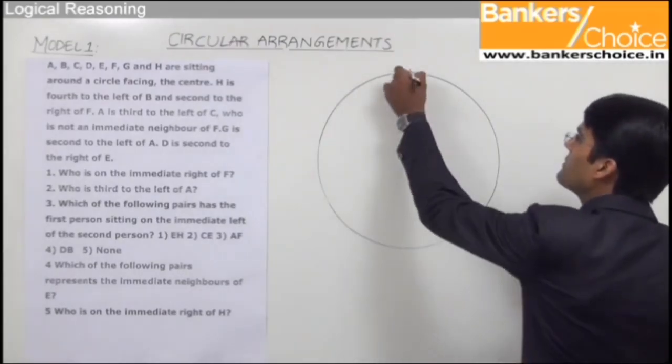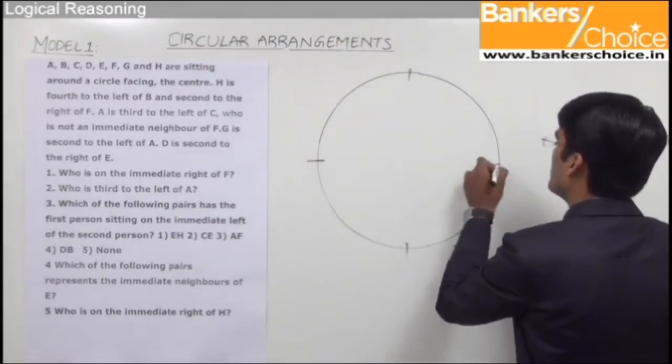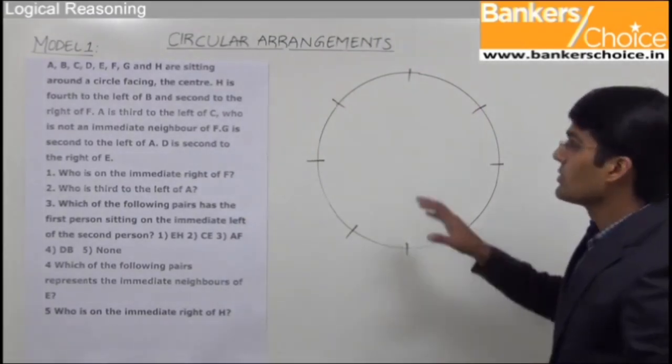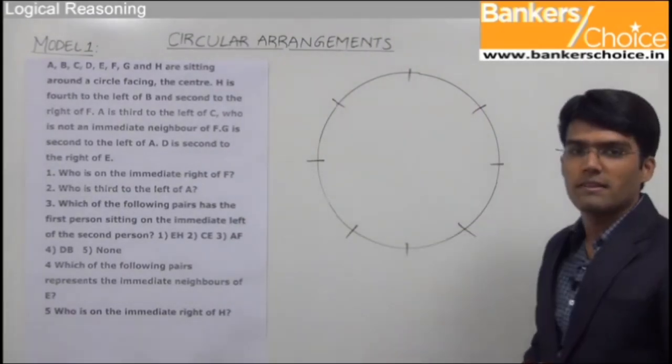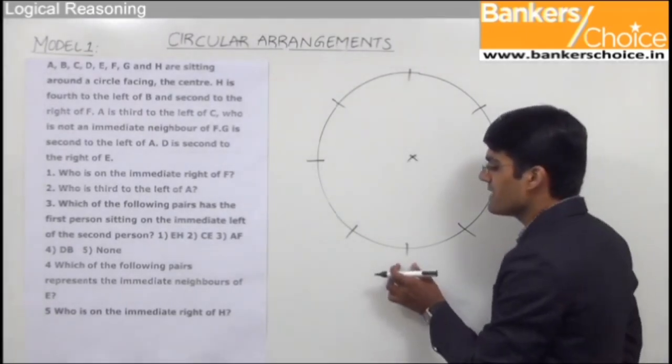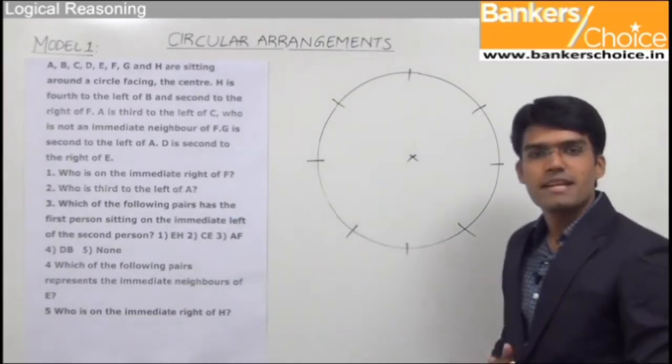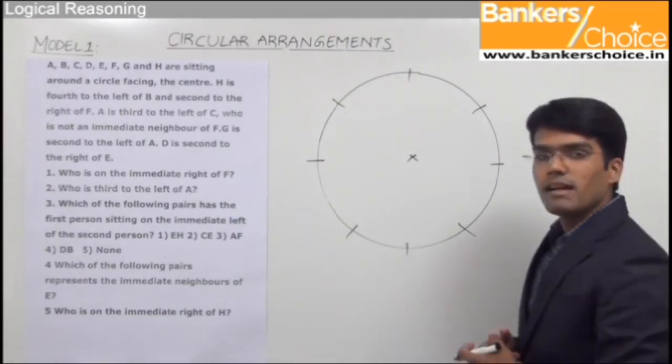So let us mark the 8 positions around the circle. So these are the 4 positions and the remaining 4 are as shown. So these are the 8 positions around the circle, and we know that all of them are facing the center. So left should be in the clockwise direction and right should be in the anti-clockwise direction. Also, whenever persons are facing center, start from the bottom of the circle, as it is convenient for us to move to the left or right of this person. Now let us read the given statements one by one and complete the arrangement.